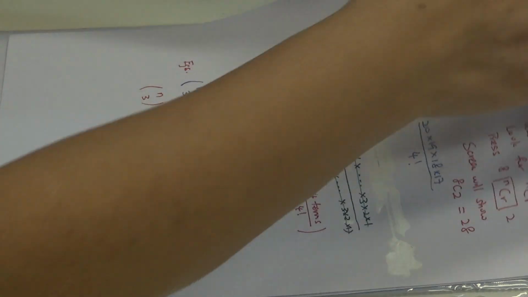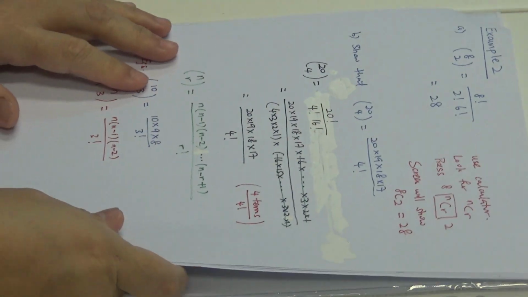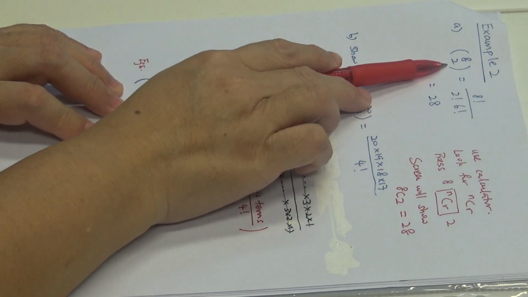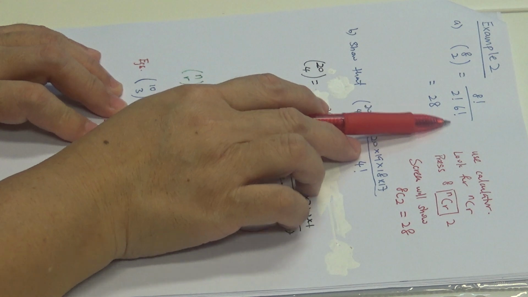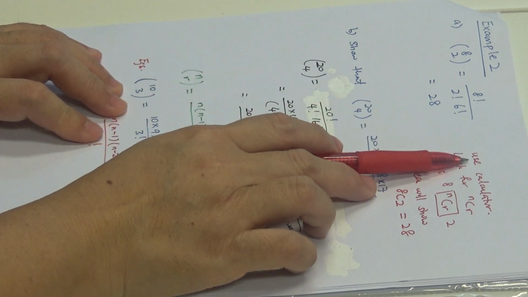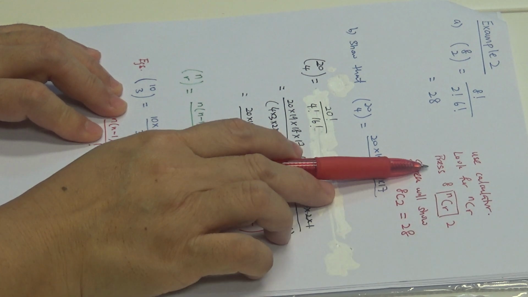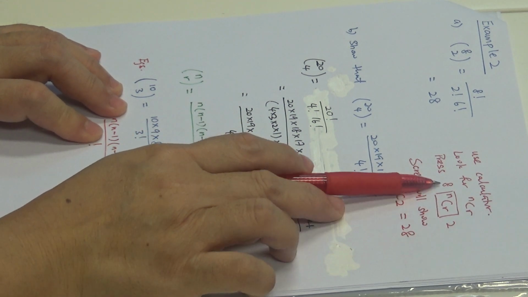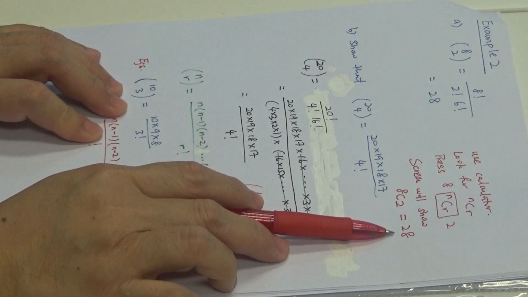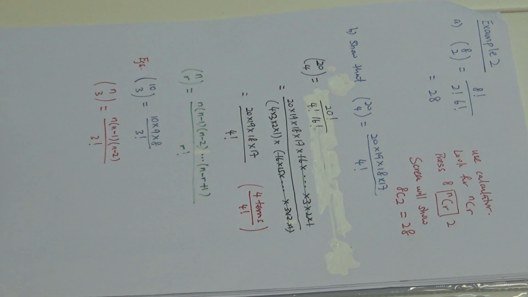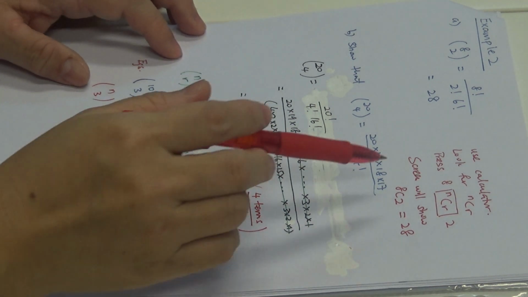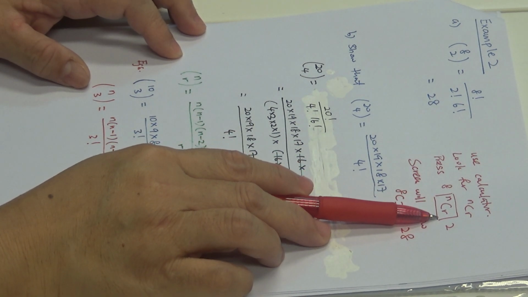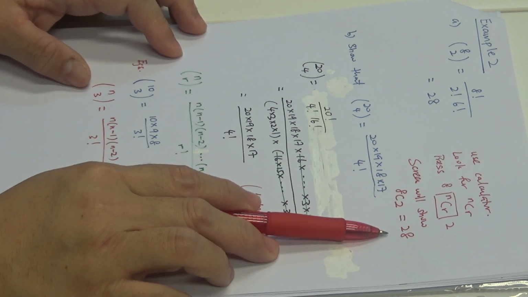Now we are going on to example 2. They say evaluate 8 choose 2, so it's 8 factorial over 2 factorial, 6 factorial. We can just key it in on the calculator. Look for nCr, press 8 nCr 2, that means 8 choose 2, and the screen will show the answer as 28. It doesn't matter whether you're using a Casio calculator or another calculator, you should find the function nCr, and you will get the answer 28.